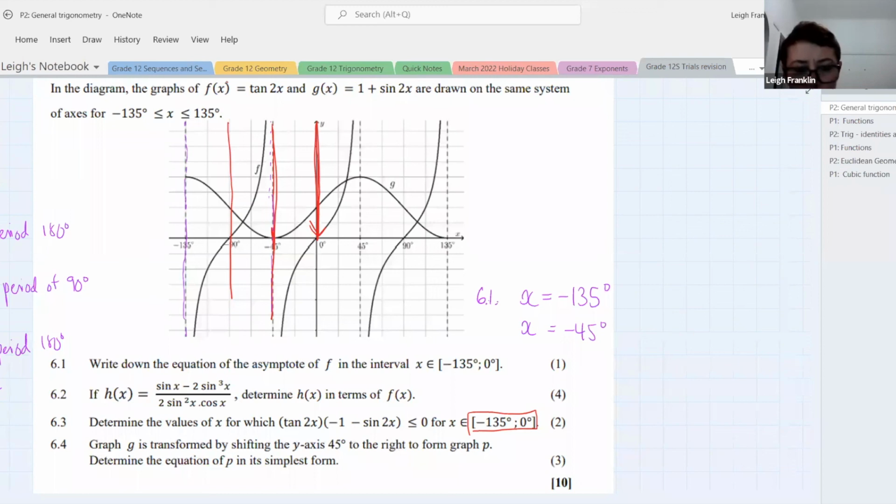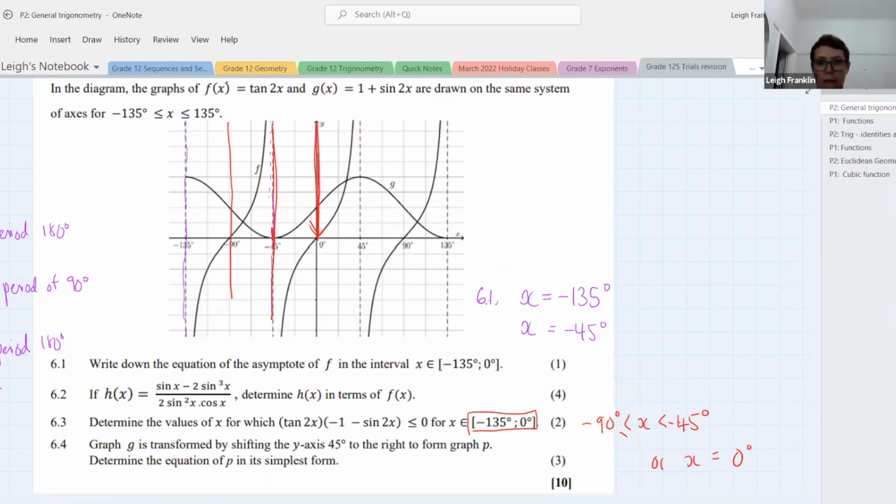Okay, so where it's going to be greater than or equal to negative 90, but smaller than negative 45, they're equal at negative 45, or where x is equal to 0 degrees. Sorry, minus 45, it's minus 45.